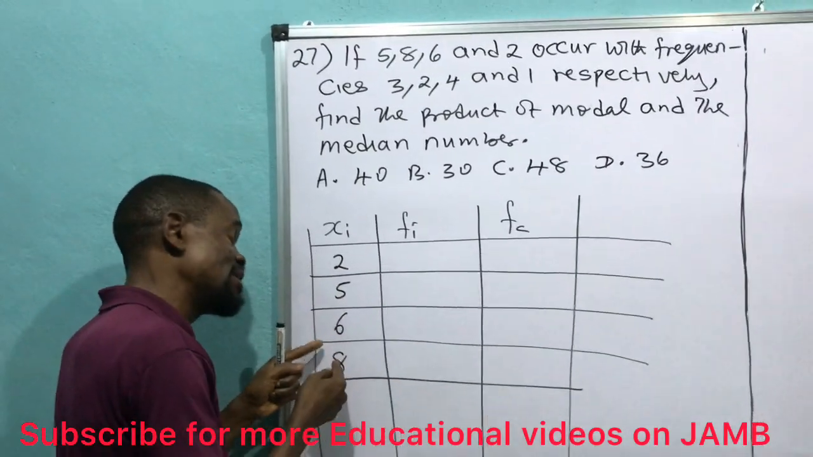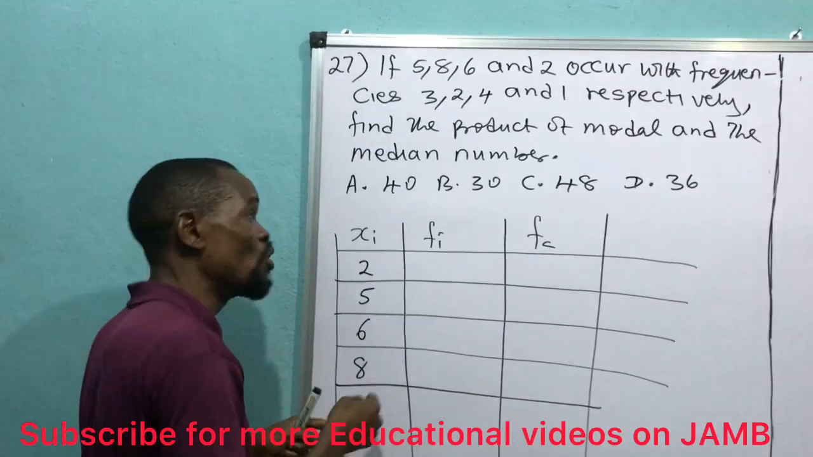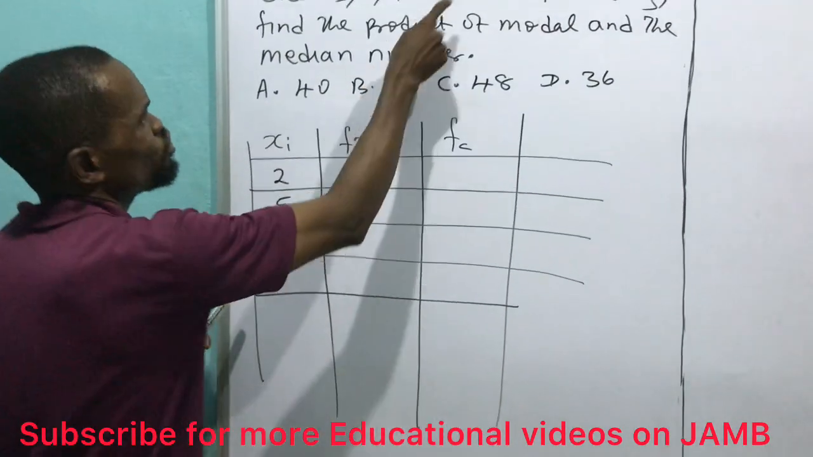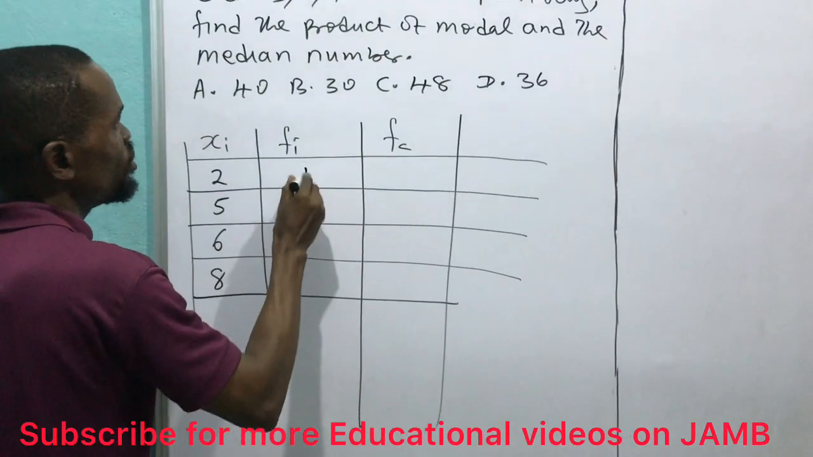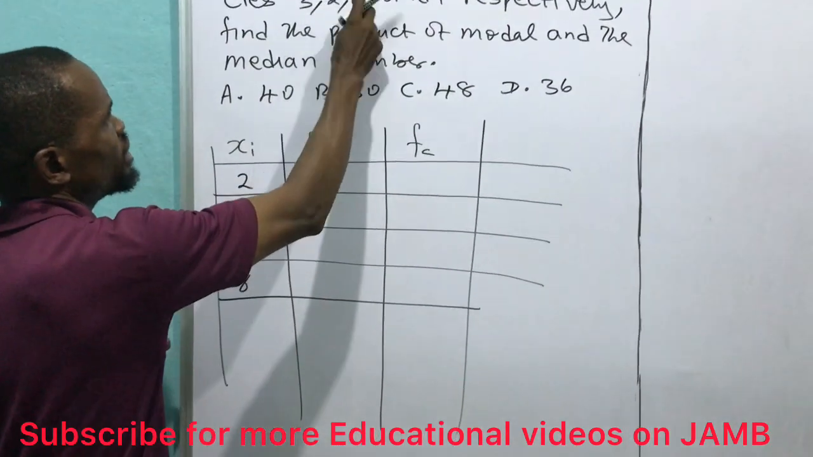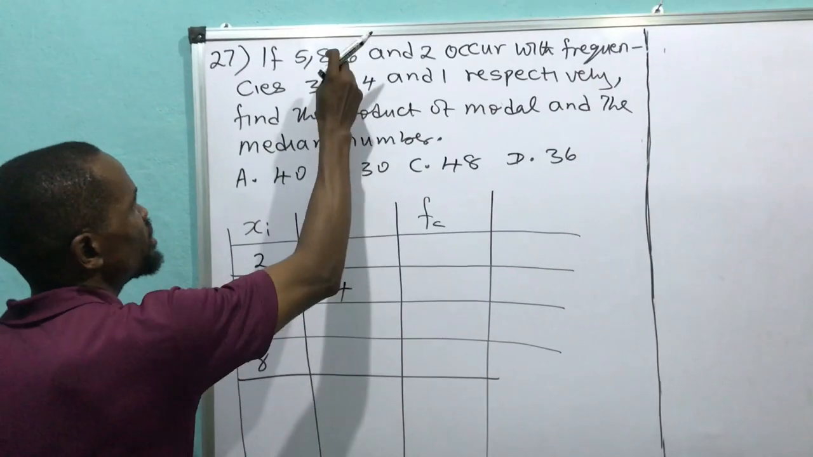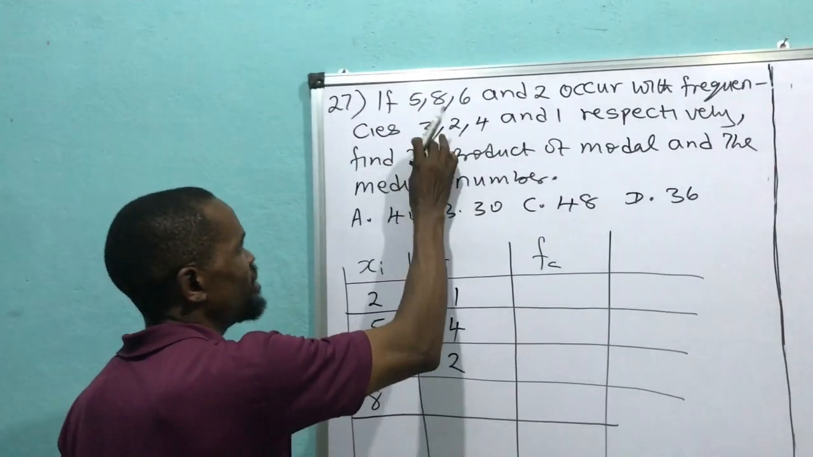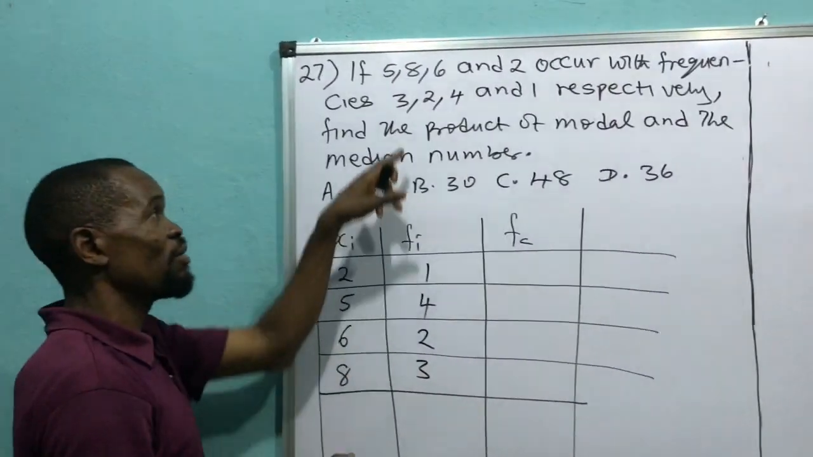You can also arrange your own from highest to the lowest. After I have done that, I started inserting their frequency. The frequency of 2 is 1. I put the 1. Frequency of 6 is 4. I put 4. Frequency of 8 is 2. I put 2. Frequency of 5 is 3. I put 3.